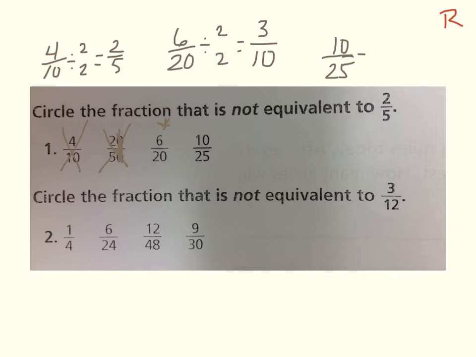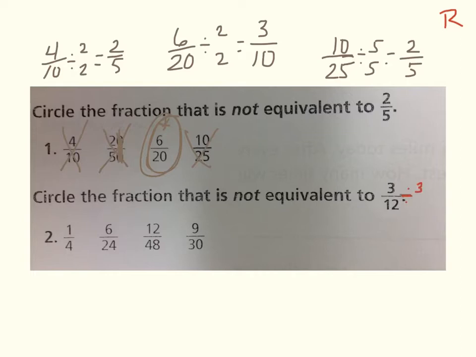10/25, I'm going to divide both of these by 5, and I get 2/5. That doesn't, so I was right. That is the one that's not equivalent to 2/5. So I'm going to do the same thing here, except this time I'm going to go ahead and simplify this.